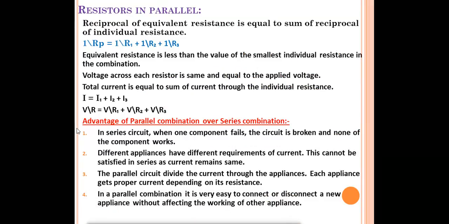Now, there are some advantages of parallel combination over series combination that we should read. What are the advantages of parallel combination over series combination? In a series circuit, when one component fails, the circuit is broken and none of the components work. What happens in series combination? If one of the components fails, the circuit will be broken and all the components will not work, because in series combination, all the resistors or all the appliances are connected end to end. So, suppose this one fails, then what will happen? The circuit will be broken down and the other components will also not work. So this is one of the disadvantages of series combination.